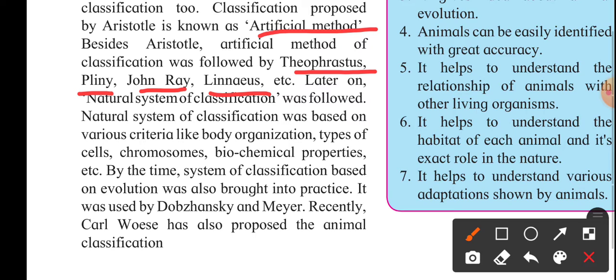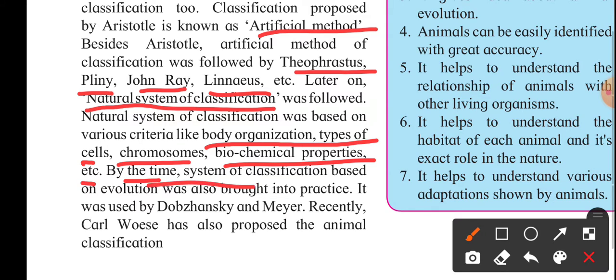Later on, the natural system of classification was followed. The natural system of classification was based on various criteria like body organization, types of cells, chromosomes, biochemical properties, etc. By this time a system of classification based on evolution was also brought into practice. So based on evolution also, classification had started in the field of animal classification, and it was used by Dobzhansky and Mayr. Recently, Carl Woese has also proposed an animal classification.